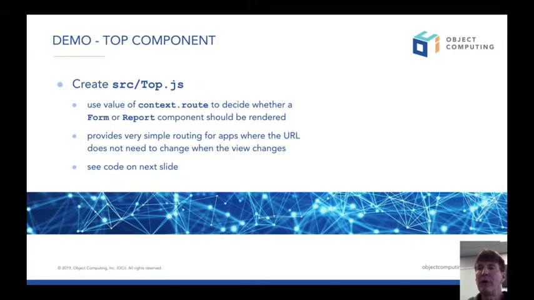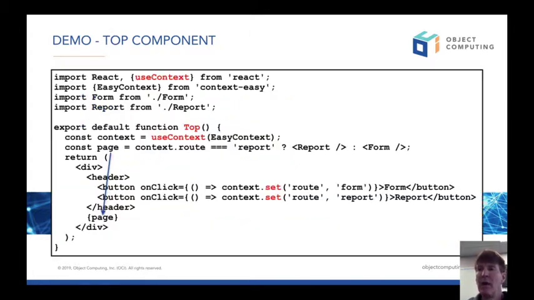Implement a top component by creating the file source/top.js. Use the value of context.route to decide whether a form or a report component should be rendered. This provides a very simple routing approach for applications where the URL does not need to change when the view changes. Notice the two buttons that change the value of route in the context state when they are clicked.